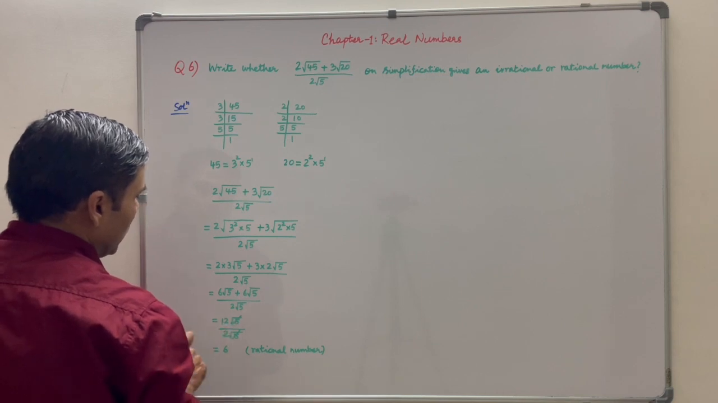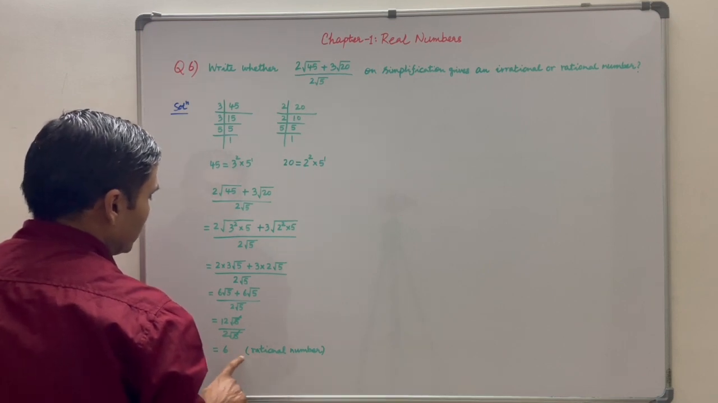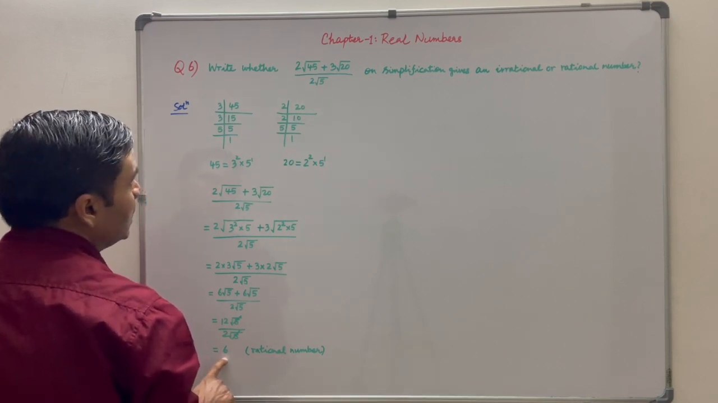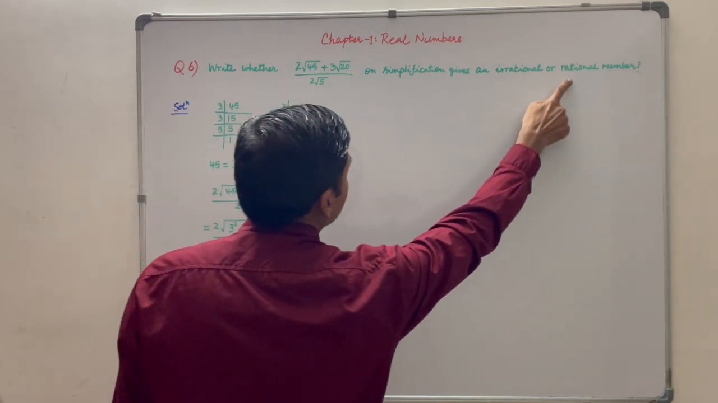So root 5 will get cancelled and 2 sixes are 12. So answer will be 6, which is a rational number because it can be written as 6 by 1. So on simplification, this expression will give a rational number.